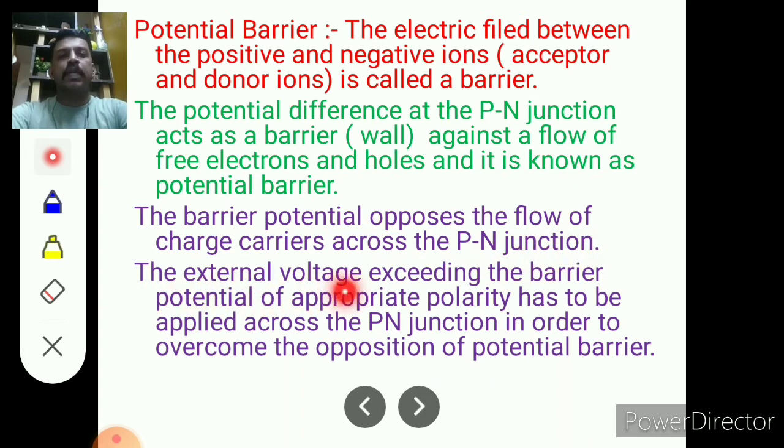An external voltage exceeding the barrier potential, with appropriate polarity, has to be applied across the p-n junction in order to overcome the opposition of the potential barrier. So in this way, the potential barrier, or depletion region, is formed.